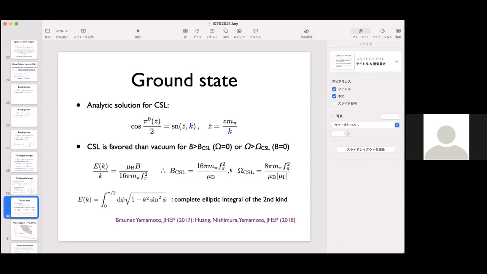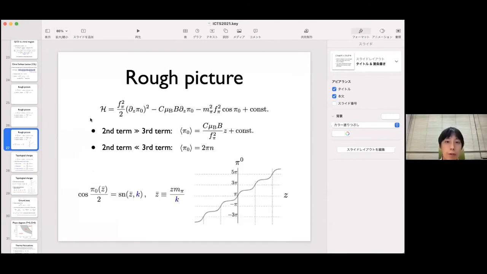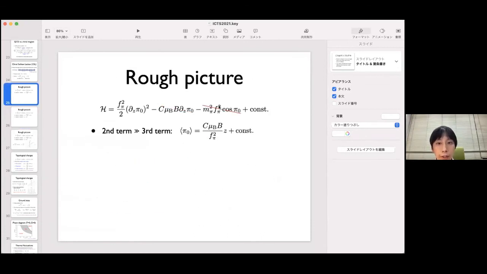The instability is caused by this anomalous term, okay? So in the absence of this mass term, we have not only this kinetic term, but also this second term, which is proportional to the first derivative of the pion field. So it is energetically favored to have an expectation value of this first derivative of the pion field, right? Just complete the square. Yeah, that's the reason.